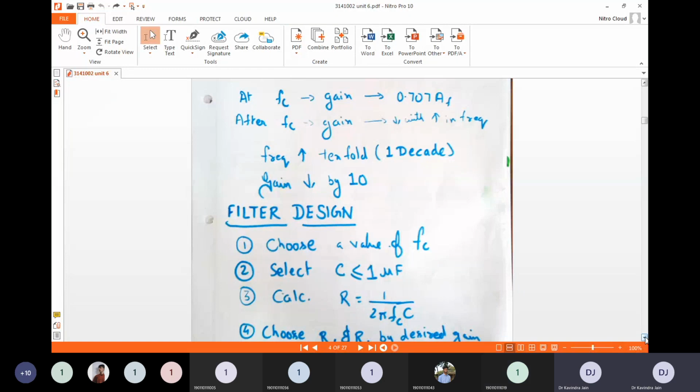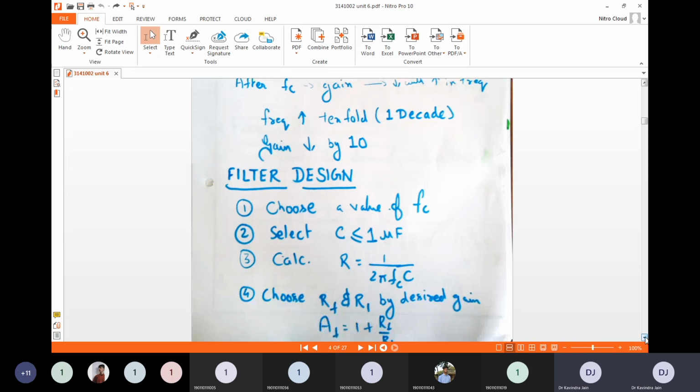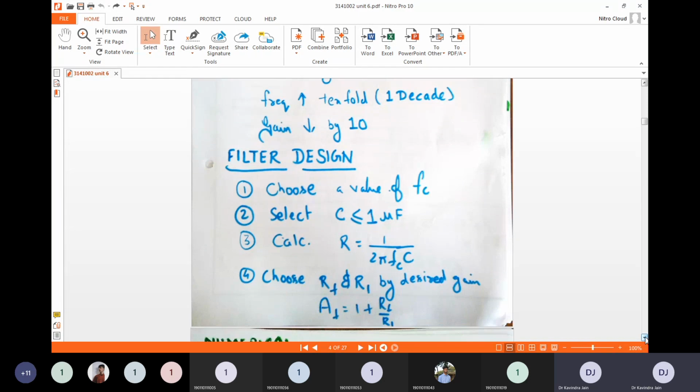Now, the fourth step is to choose the value of R1 and RF based on the desired gain. Either the desired gain will be given, or if the desired gain is not given, the values of R1 and RF will be given. Either way, in this particular way, we need to calculate the things.